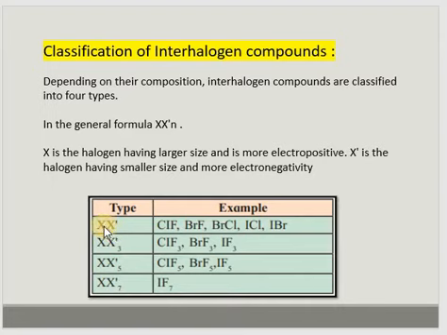I repeat, X is the halogen having larger size, and X' is the halogen having smaller size with more electronegativity. Like ClF. Cl is larger in size and F is smaller in size, but F is higher in electronegativity and Cl is less electronegative than fluorine. In every compound we would see the same pattern. Like IF5, I is larger in size and F is more electronegative than iodine.